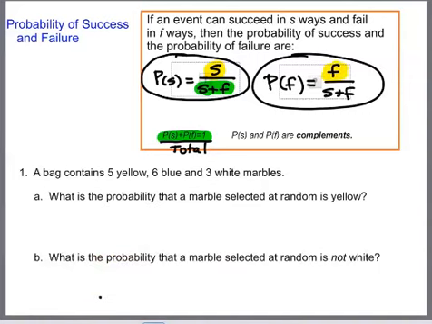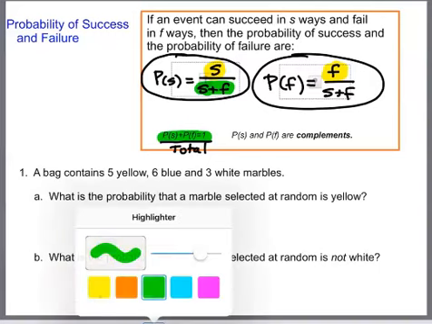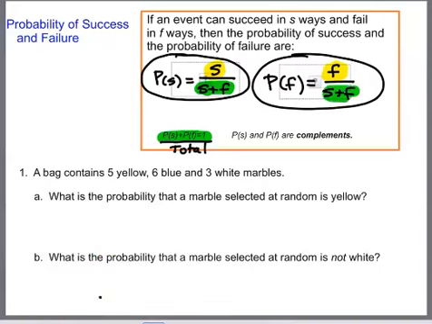What's the probability of failing? Well, it's the failures over the total. Okay? So just to look at a simple example, it says, what is the probability that a marble selected at random is yellow? So let's say it's a win if you get yellow. So how many ways can it come up yellow out of how many total?